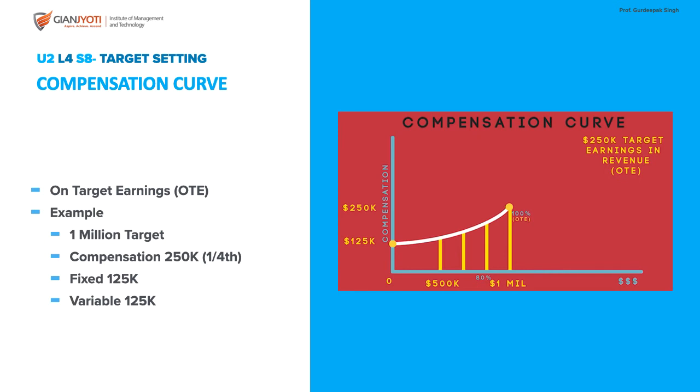And there is a steep rise here, so you can see when they have achieved the OTE, earnings will also go up. They will get 125K variable, so the total earning, which is fixed 125 and variable 125, is 250 once they achieve the 1 million.